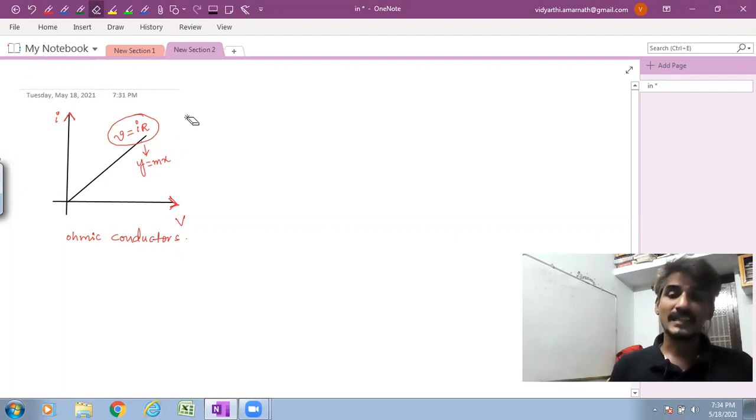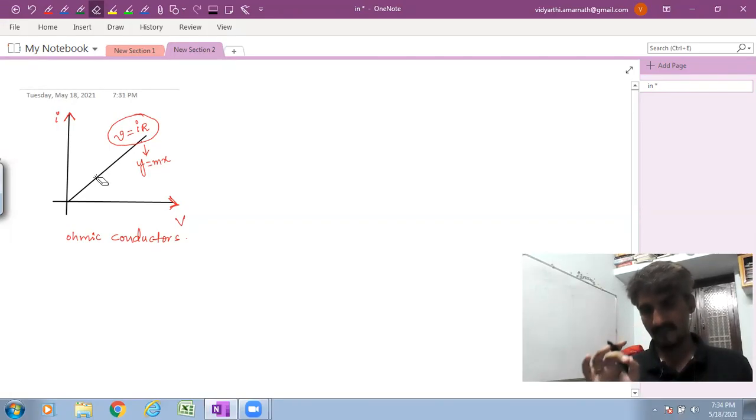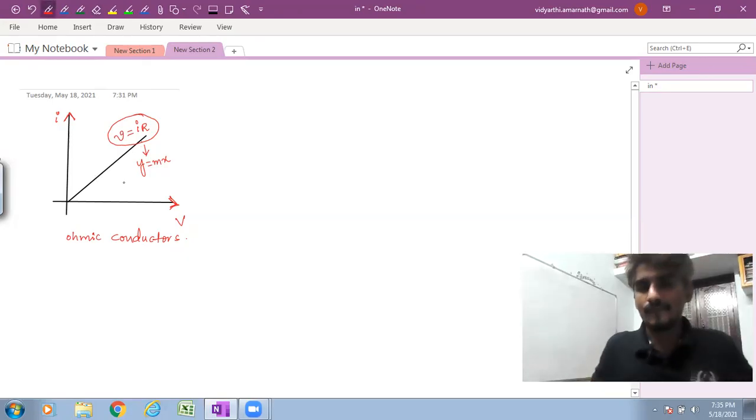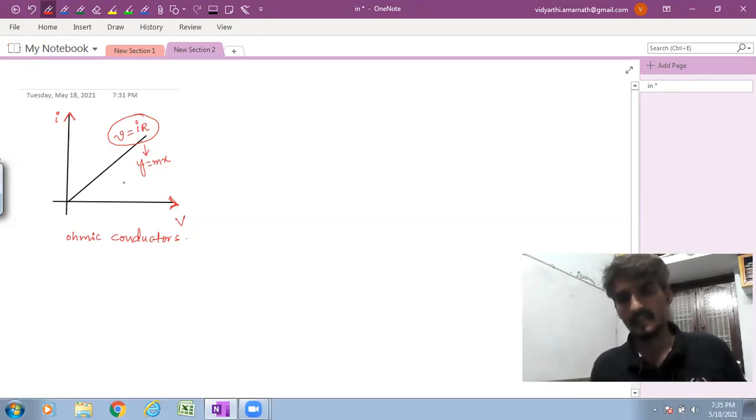If we go on increasing the potential difference, then it does not obey Ohm's law after some time. Even ohmic conductors, after some time or after getting heated up, do not obey Ohm's law. So only up to a particular value of potential difference will you get a linear relationship between potential difference and current. After that, it does not follow a linear relationship.